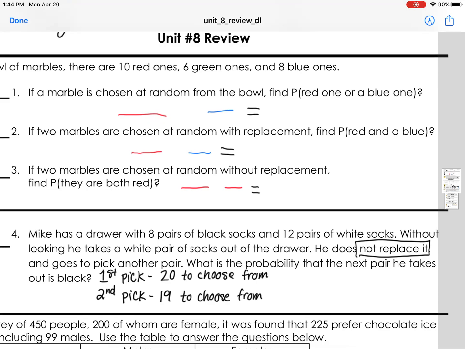So in number 1 through 3, you have a bowl of marbles. There's 10 red, 6 green, and 8 blue ones. In number 1, if a marble is chosen at random from the bowl, find the probability of drawing a red one or a blue one.